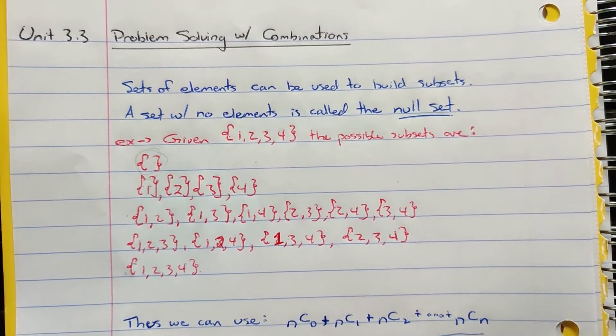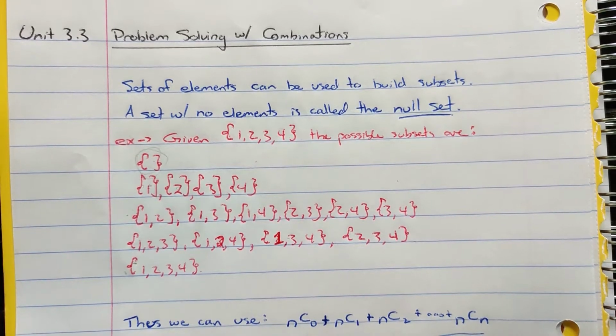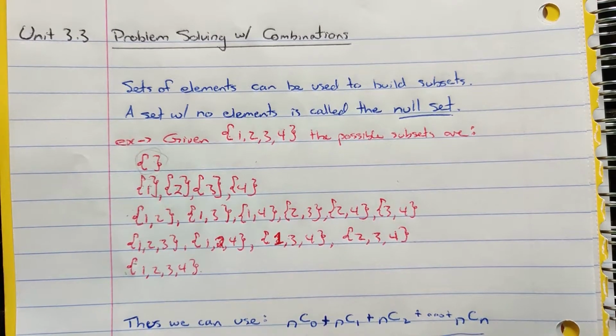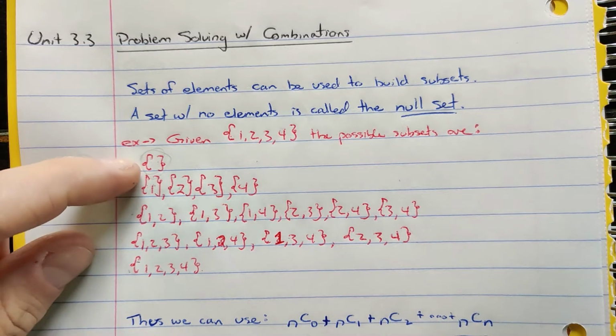Working with combinations, there are cases where we need to look at different subsets of combinations and the cases that situate themselves within there. So if we're given a set of elements, we can break that set down into multiple subsets with varying numbers of elements. Anywhere from 0 elements, which is called the null set. So this here is the null set.